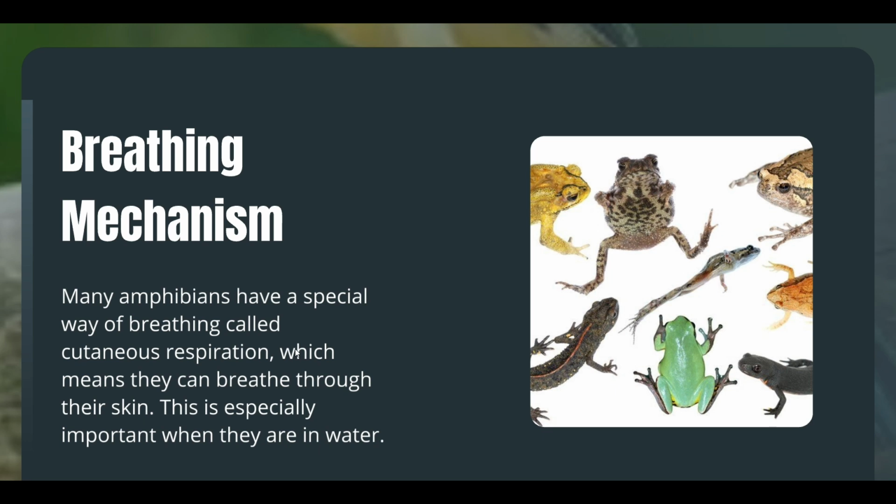This term is not familiar among us. Cutaneous respiration. It is not mentioned in the NCERT. That's why I am trying to focus on that term. It means they can breathe through their skin. They have a moist skin, so their respiration is through their skin. That's why it is known as cutaneous respiration.